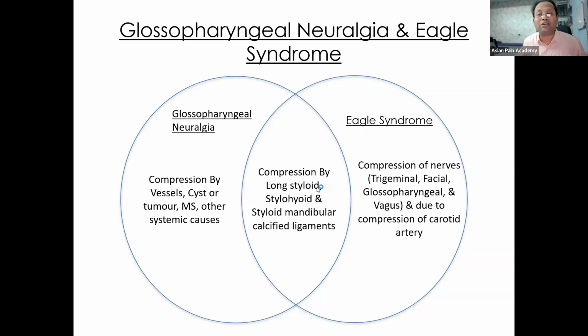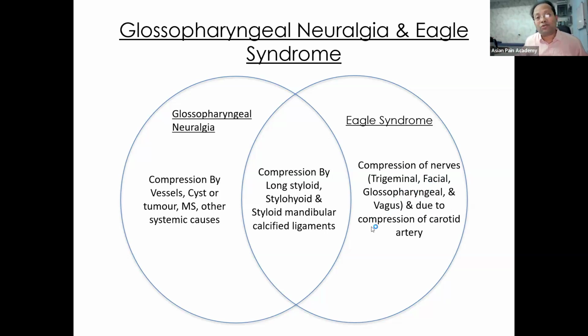And again, in Eagle syndrome, when these are calcified, they can not only compress the glossopharyngeal nerve, they can compress other nerves also: trigeminal, facial, glossopharyngeal, and vagus nerves. Facial is very much affected. Vagus can be very much affected. Okay, so as I showed you in the picture, these are also very nearby together.